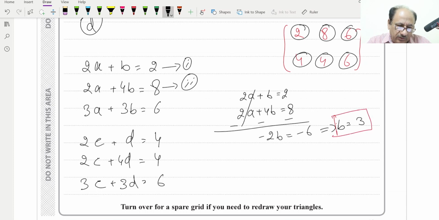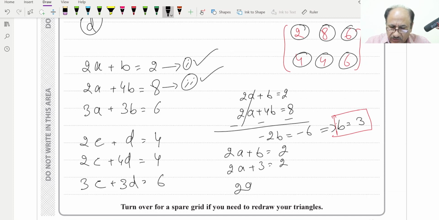Now this b value we can replace in any of these two equations, 1 or 2, and we'll get the value of a. So we know 2a plus b is equal to 2. So we'll replace 3 for b. So 2a plus 3 is equal to 2. So 2a is equal to minus, not, b is equal to 3. Yes. So minus 1.